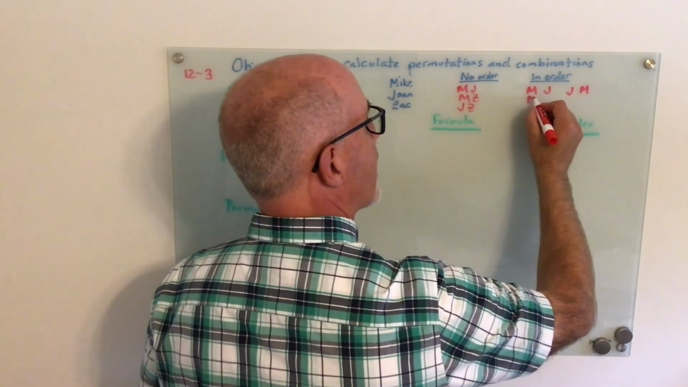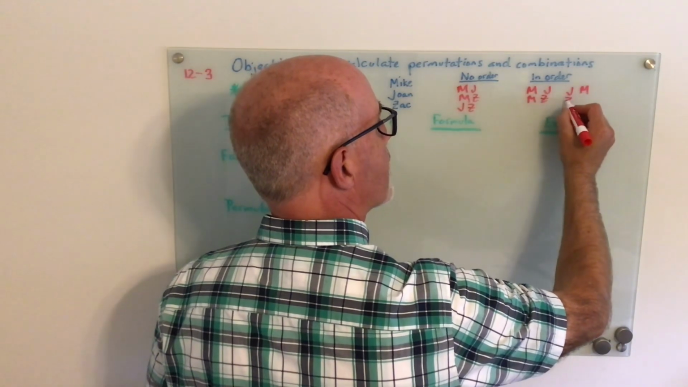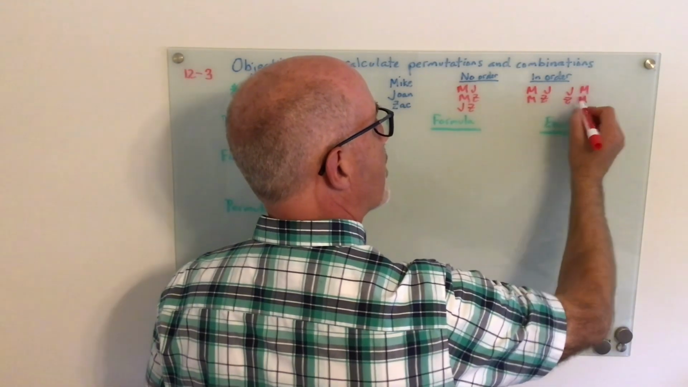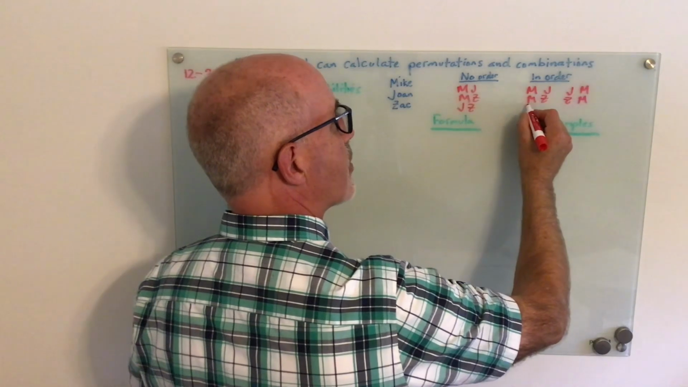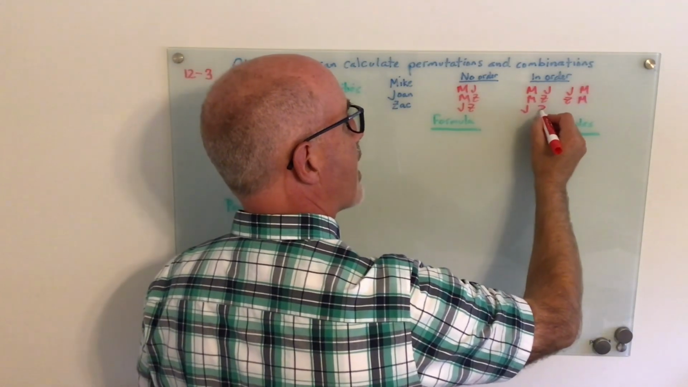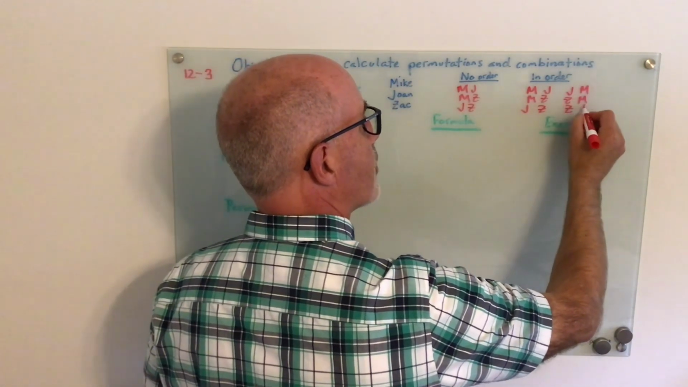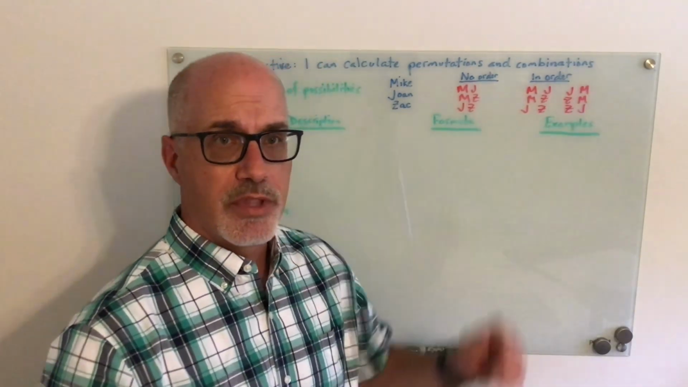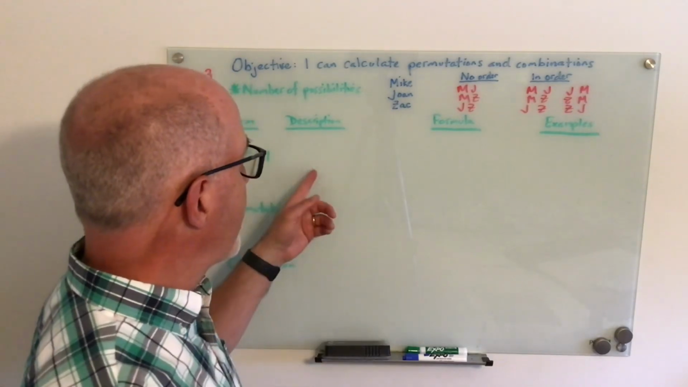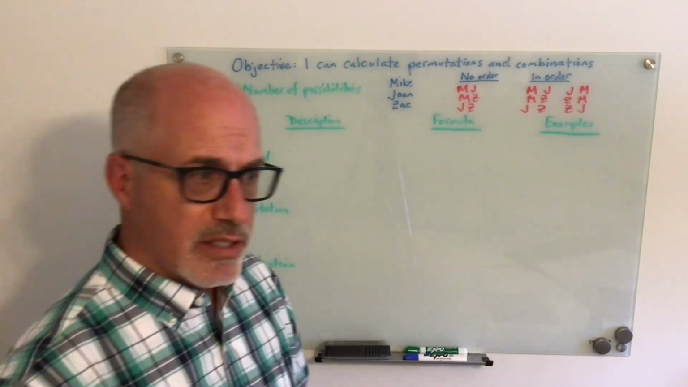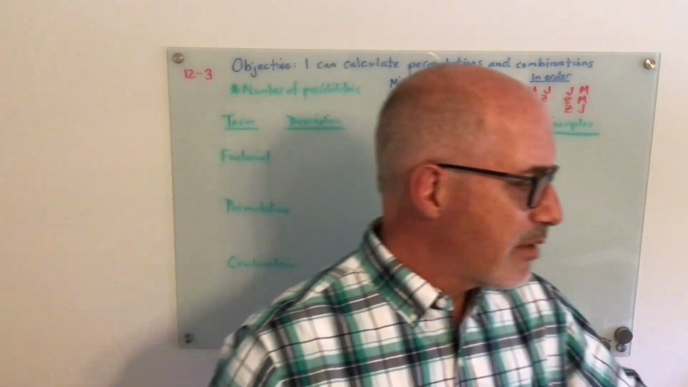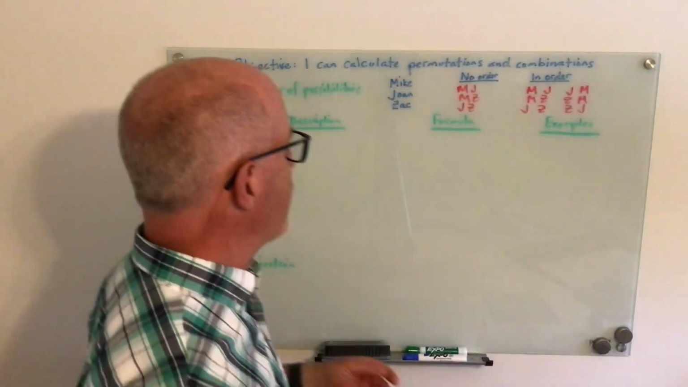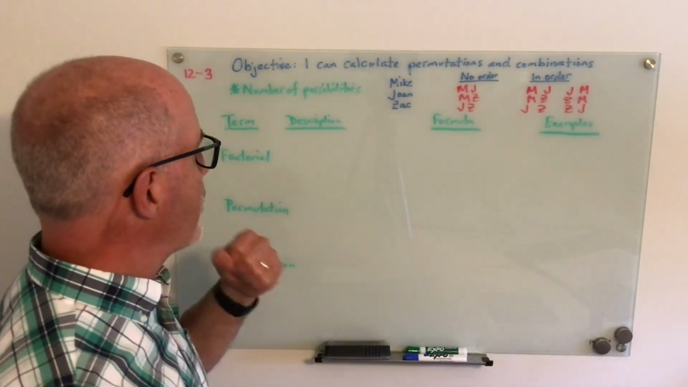Mike and Zach, and then switch directions, have Zach sit here and Mike sit here, and then Joan and Zach, or Zach and Joan. So notice that you're going to have more possibilities if you put them in order. So that's what we're going to find out when we do these. This is going to involve some mathematics. So we want to introduce some new mathematical notation.